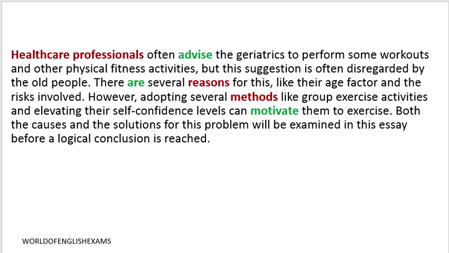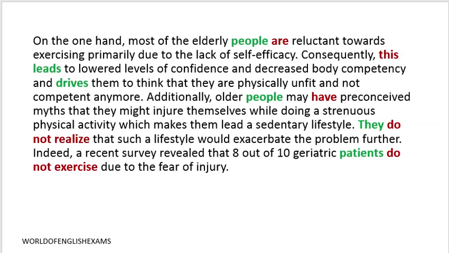So I hope you have understood what subject-verb agreement is, and now I want to move forward and further illustrate subject-verb agreement with the body paragraph for this essay. On the one hand, most of the elderly people, so plural, hence the verb also has to be in the plural form. So here it is are. If there is just one person, then you write is, the person is. But here elderly people, people is a plural noun, and hence you have to use are. Reluctant towards exercising primarily due to the lack of self-efficacy.